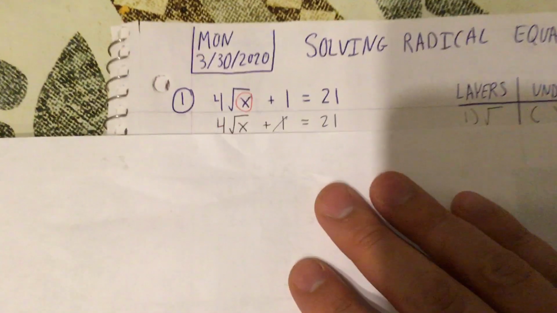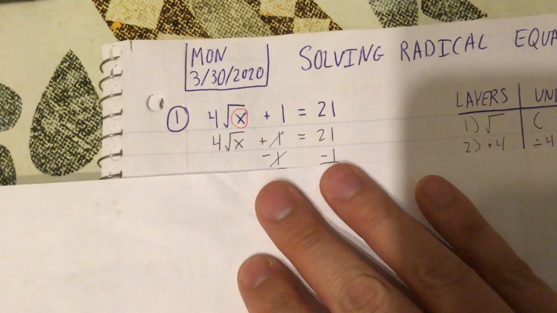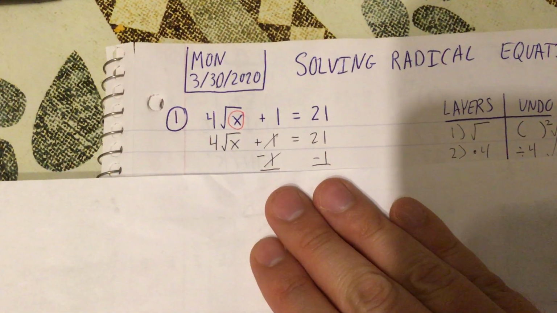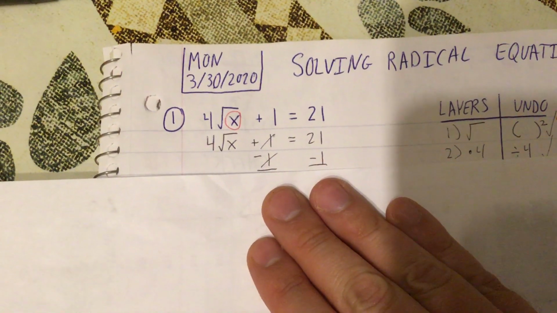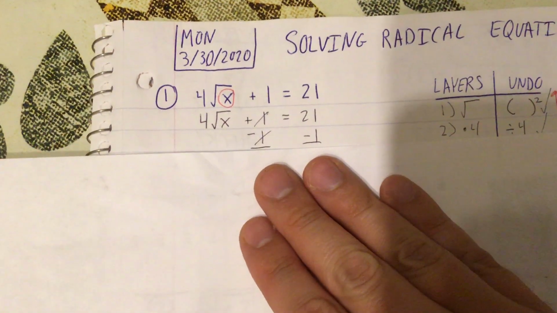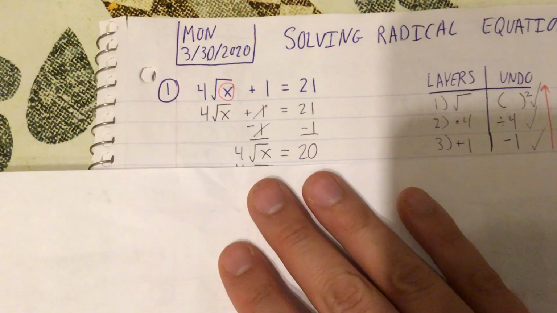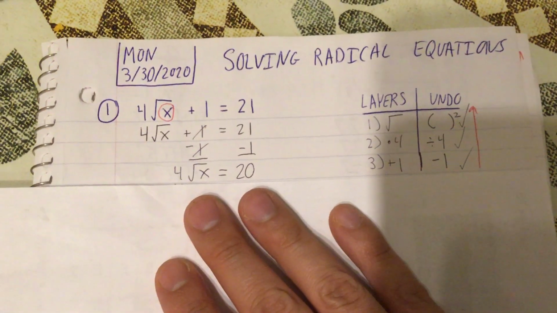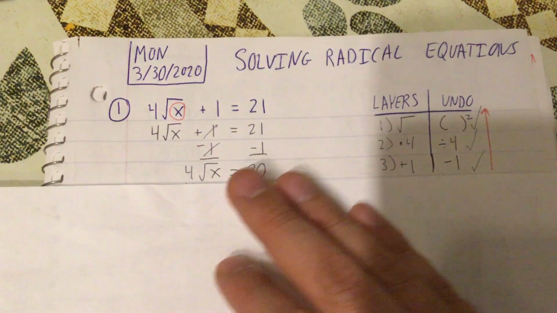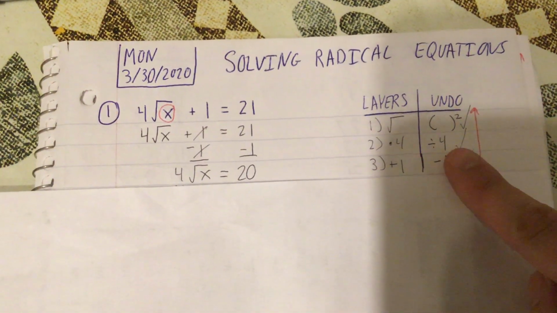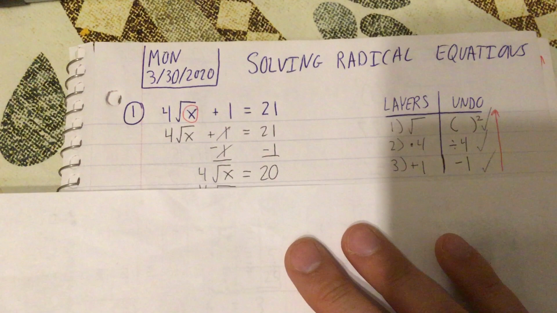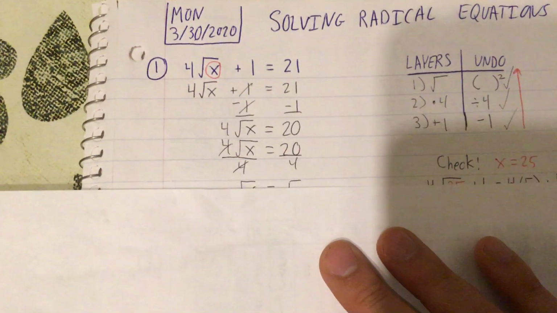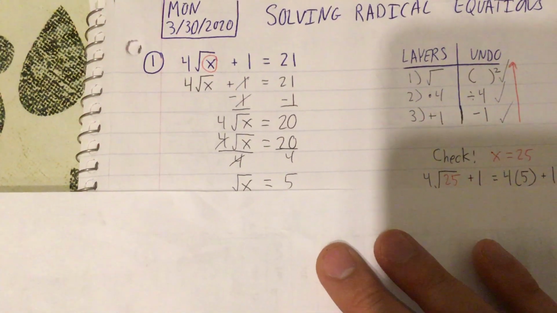Okay, so I'm going to zoom in so I don't give away the answer. So I'm going to subtract both sides by 1. So 4 radical x plus 1 equals 21, gets subtracted by 1 on both sides, leaving me with 4 times the square root of x is equal to 20. And now I'm going to divide both sides by 4 because I got to undo the second layer. Now divide both sides by 4, and you get square root of x is equal to 5.